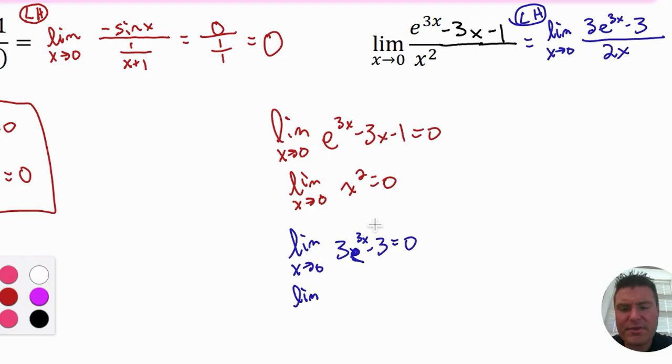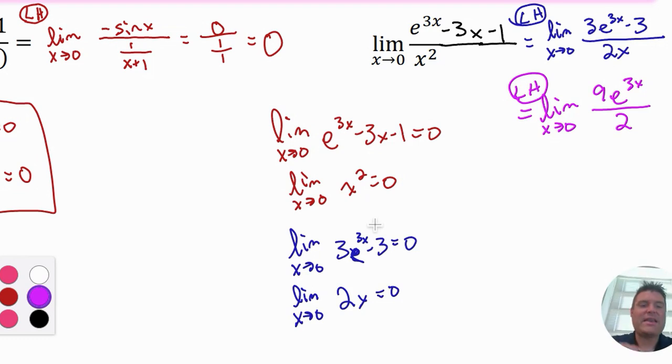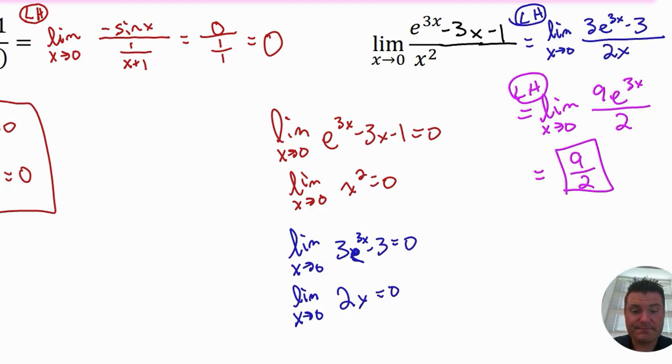Okay, so fine. After more than 3 times, then you're probably doing it the wrong way, and there's probably a better strategy other than LHOP. So now, using purple, this is equal to the limit as x approaches 0 of 9e to the 3x all over 2. And now I can easily plug in a 0, and I'm going to end up with an answer of 9 over 2. And that is going to complete this problem here where we had to do LHOP 2 times.